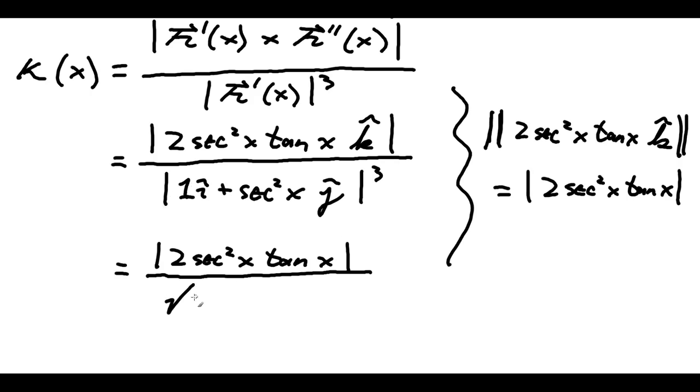Now we have the square root of the first component squared, which is 1, plus the second component squared. Secant squared squared is secant to the fourth. So we have that square root to the third power. That's a weird thing to write. Let me put this in parentheses for right now.